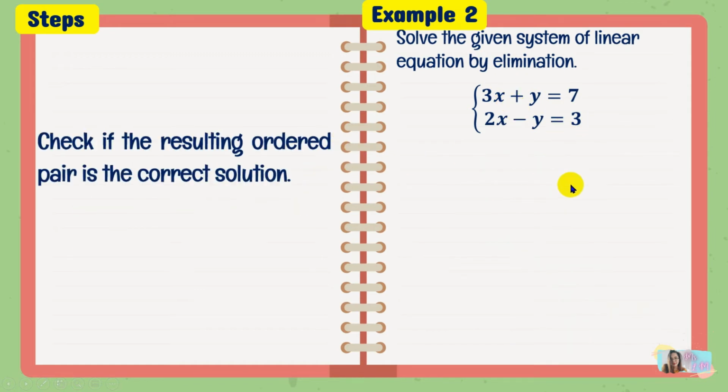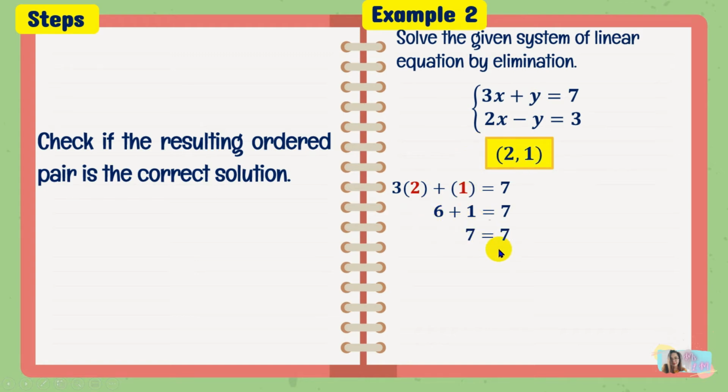Pwede po natin siyang i-check if the ordered pair is correct. So, paano natin siya i-check? Again, substitute that on both of the linear equations. Then, kapag nasatisfy pareho, ibig sabihin, solution nga siya. So, on our first linear equation, 3 times 2 plus 1. So, 2 is our x variable. And then, 1 is for our y variable. 6 plus 1 is 7. 7 is equals to 7. So, nasatisfy niya yung ating first linear equation.